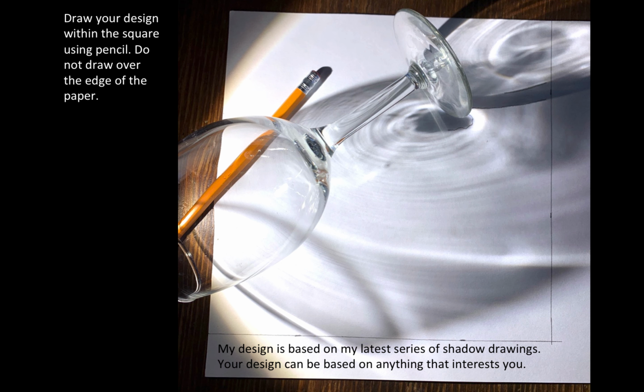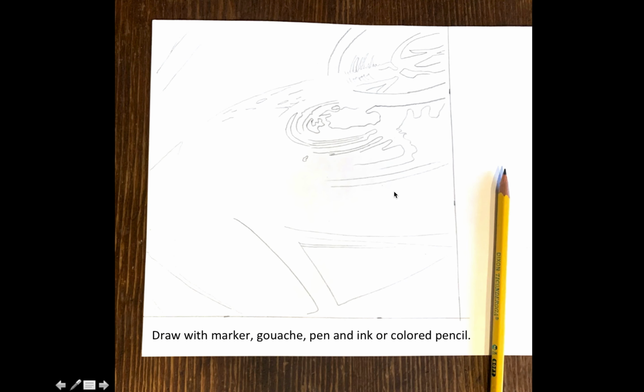You're going to draw your design within the square using pencil. Do not draw over the edge of the paper, so you're going to draw right up to the edge, but not touching the edge of the square. I like to draw shadows, so this is what I chose to draw. But of course, you can draw whatever you want. Look how my drawing does not go up to the edge of the square. Just kind of stops a little short of that.